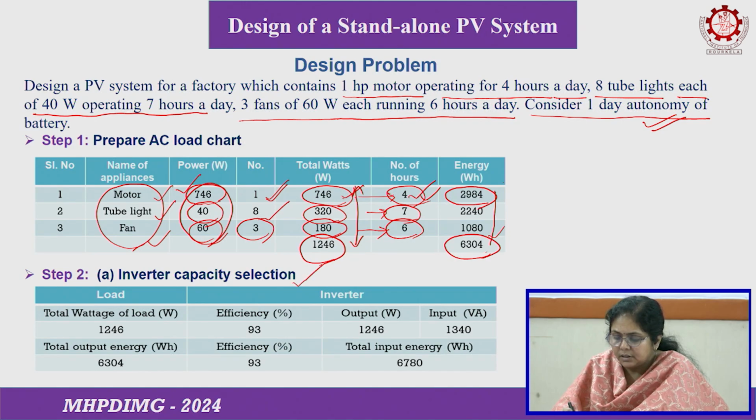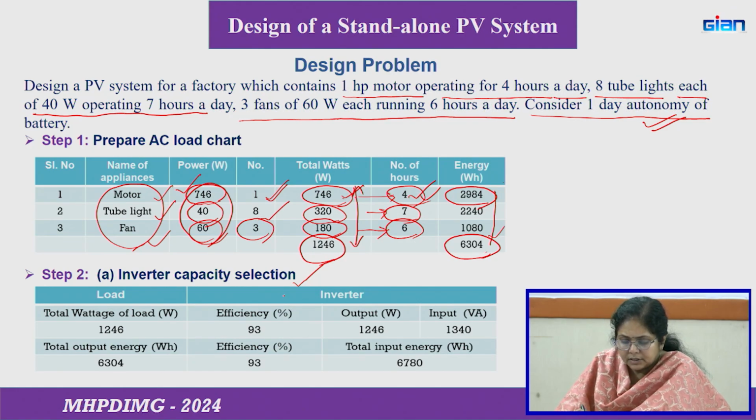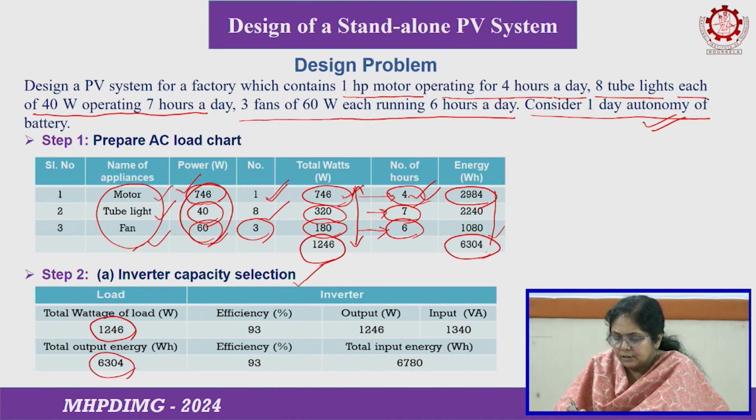In the second step we have to design the power electronics components, which are the inverter, and the second one is the charge controller. First, looking at the inverter, the total power requirement is 1246, that is the output, and the output energy requirement is 6304 watt hour. If you assume the efficiency of the inverter, since this is a design problem, we can take it greater than 90. You can take as per your design 92%, 96%. Here I have taken 93% for the inverter efficiency.